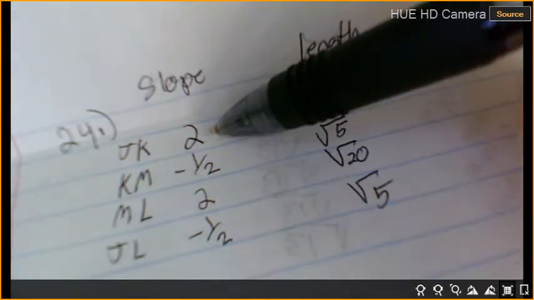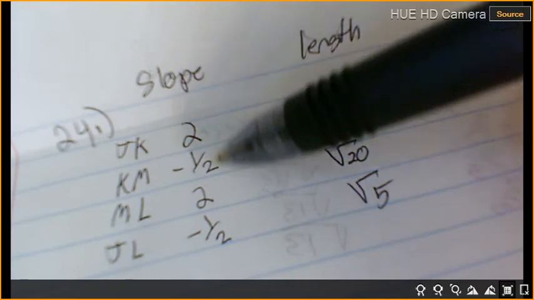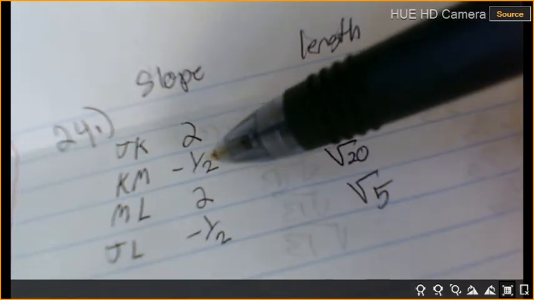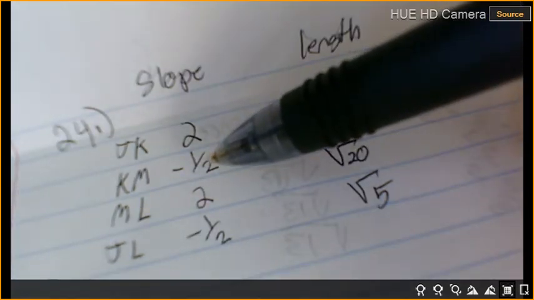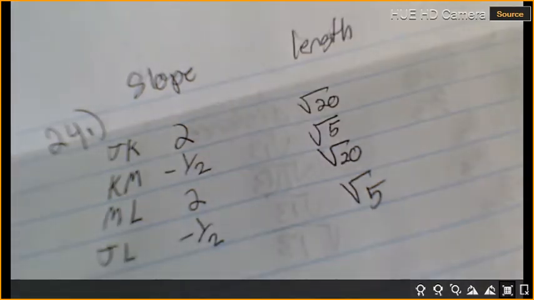If you're looking at these slopes, you guys see how these are opposite reciprocals? That means it meets at 90 degrees. Okay, if it meets at 90 degrees, it is perpendicular. Okay, let's move on to 25.